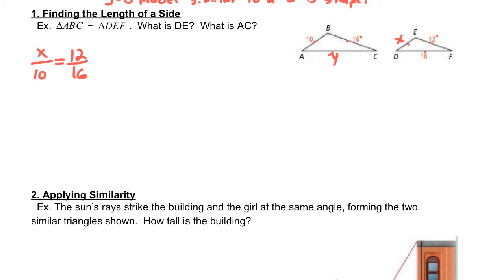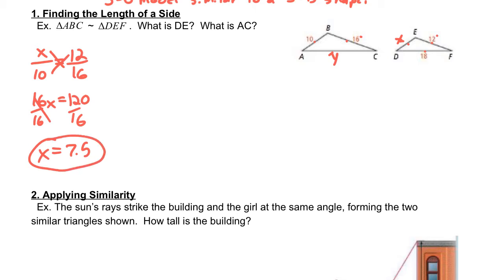So this is just like the previous notes. Cross multiply: 16x equals 120. Then I can divide by 16 on both sides. So x is 7.5. And it should make sense that it's smaller, right?